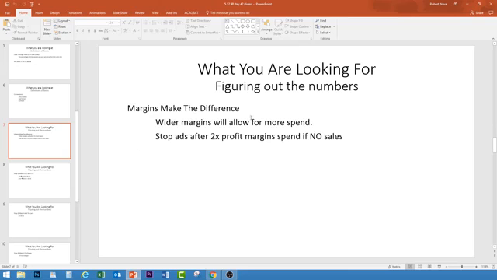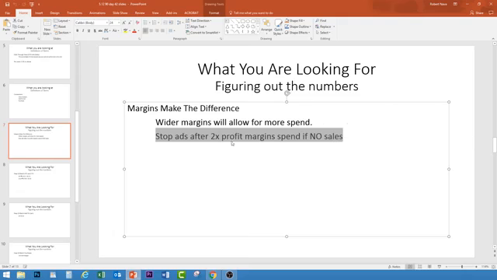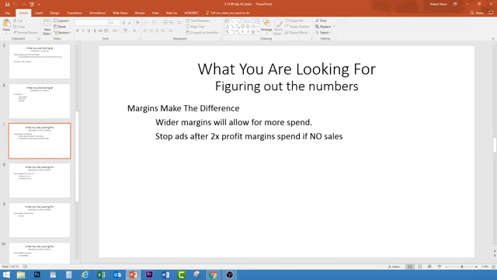But it doesn't always work out that the conversions are going to be the same. So what I like to look for, this is my rule, is that I typically will stop my ads after spending 2 times my profit margins and not getting any sales. So I don't look for, am I getting a $3 conversion, or am I getting a $10 conversion, or am I getting a $15 conversion?